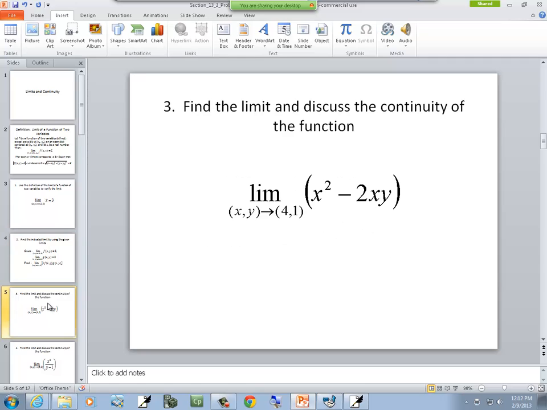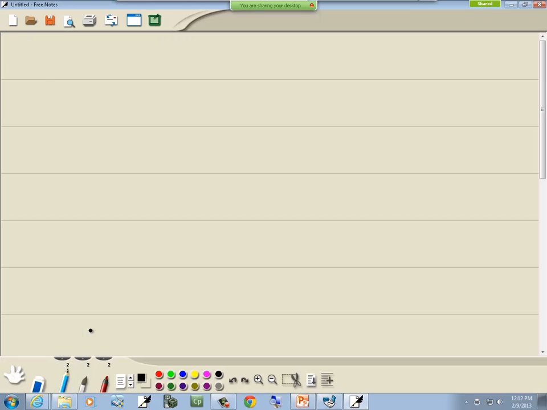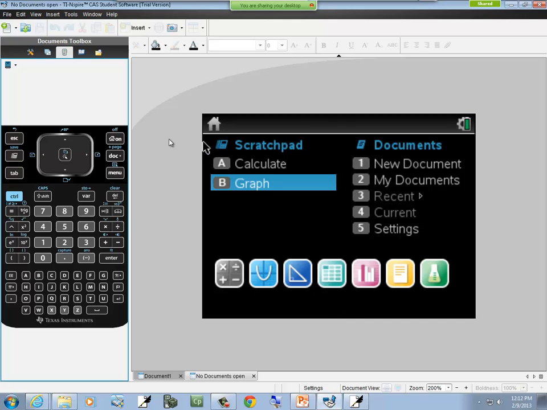Okay, let's look at our next problem. We got the limit as xy goes to 4, 1 of x squared minus 2xy. Let's take a look at this graph. And you could use WinPlot to do this. I downloaded this trial version of TI-Nspire CAS Student software, so I'm going to use it so you can see it better.